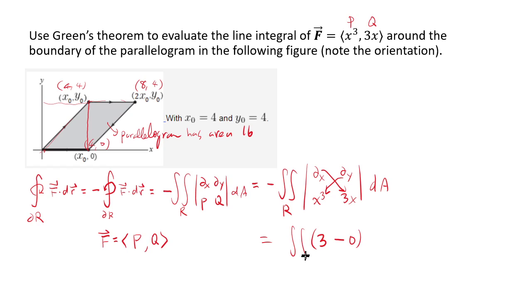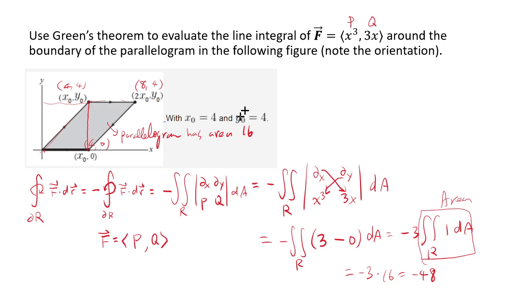Okay, and that means we have negative 3 times the integral of 1 dA if you factor the 3 out, and this is the area, right? Therefore you have negative 3 times 16, which is the area, so you get negative 48 as the answer to this question.